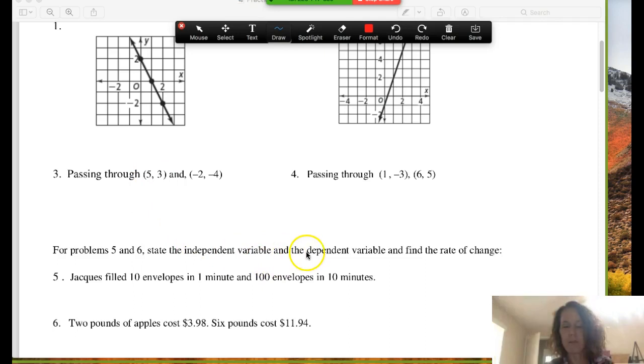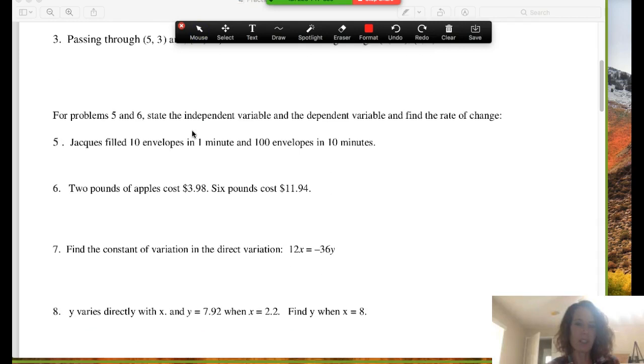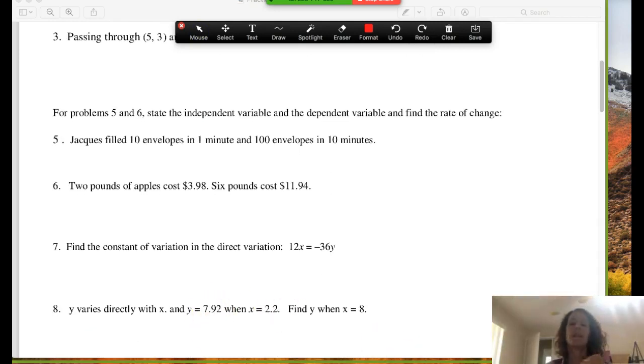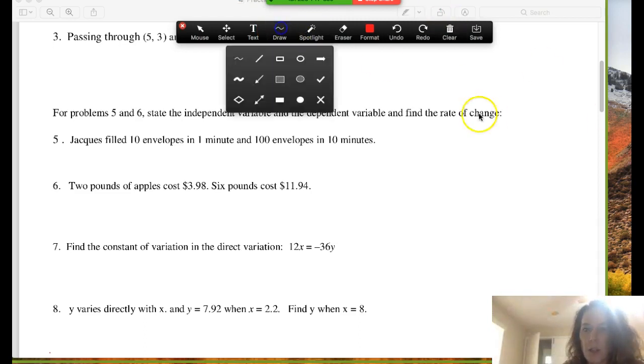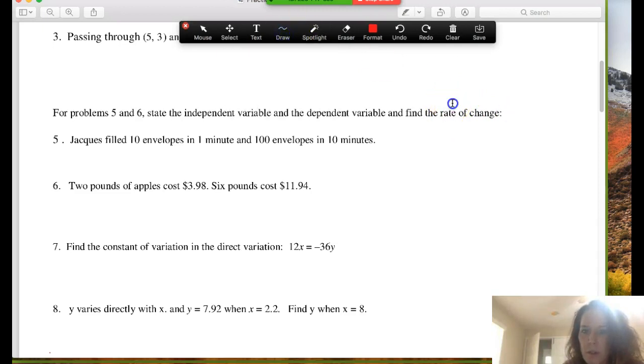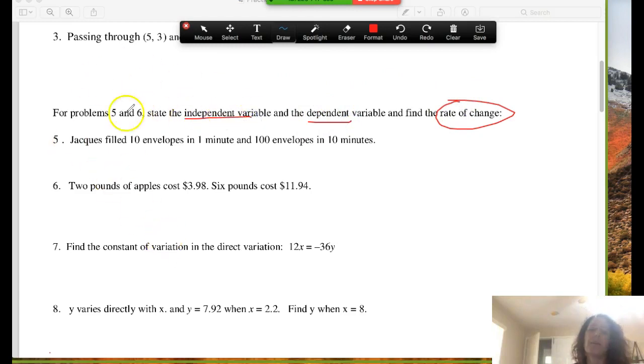All right, let's look at number 5. We need to state the independent variable and the dependent variable and find the rate of change. Remember, rate of change is just the slope. Let's look at this. What is independent and what is dependent? Jack filled 10 envelopes in 1 minute and 100 envelopes in 10 minutes. Okay, so, all right, 5 and 6, state the independent variable and the dependent variable. Find the rate of change. So, rate of change, dependent, independent, okay? Jack filled 10 envelopes in 1 minute and 100 envelopes in 10 minutes.